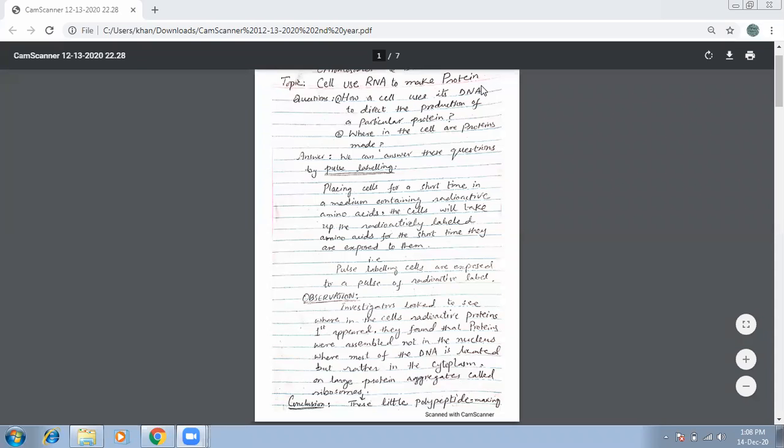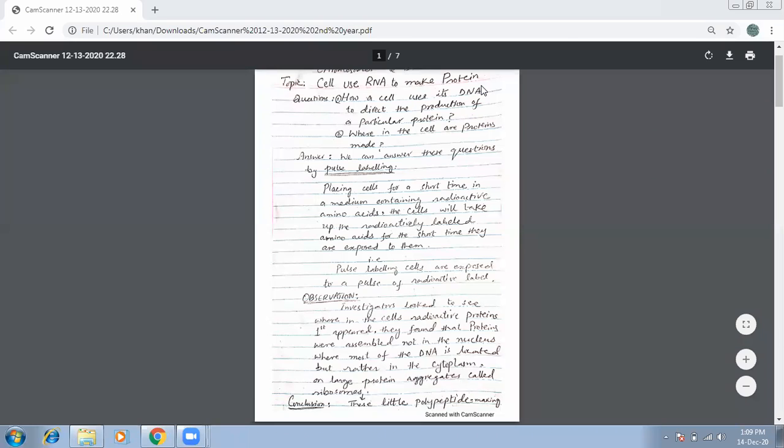So the topic is mentioned on your textbook page number 155, and this is included in your condensed or reduced syllabus. As you know, proteins are made in the cell. RNA is involved in making all this protein. The information is present in DNA, but the cell uses RNA to make protein.